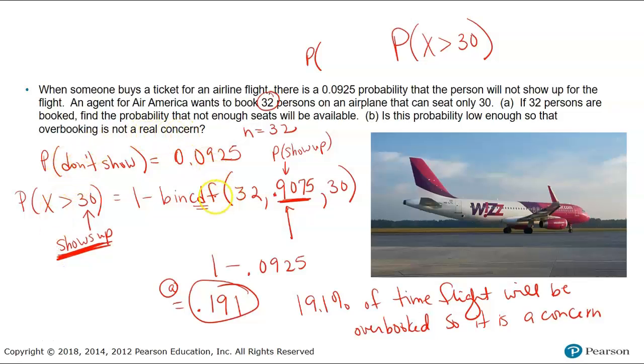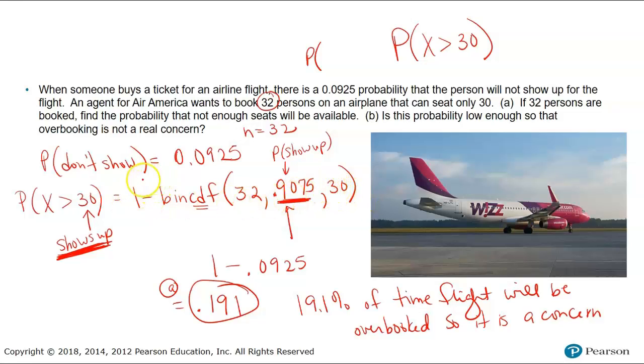So there is a way to set this up by doing the probability that they don't show up and kind of flipping it around. And just because you did it a different way doesn't mean it's wrong. But if we're going with those that show up, then we need the probability that they show up, and that's 1 minus the probability that they don't show up. So that's where we're getting this number here. And so if we want greater than 30, we need the complement to end here at 30.